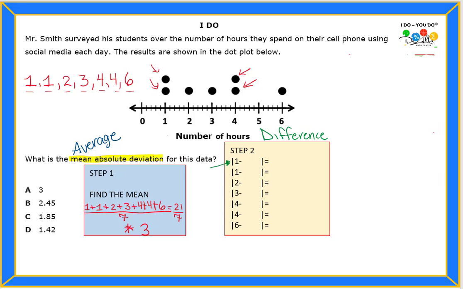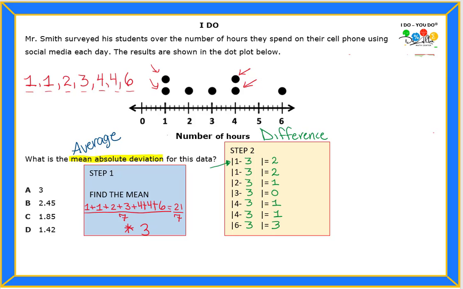So I'm going to start with 1 minus 3. And that will be a negative 2, right? But since I have the absolute value, it will be 2. And then again, 1 minus 3, negative 2, but I just write the 2. Then 2 minus 3, and that will be a negative 1, but it's just a 1. 3 minus 3 is a 0. 4 minus 3 is 1. And again, 4 minus 3 is 1. And 6 minus 3 is 3. Okay, so those are the answers that I have on step 2, right?